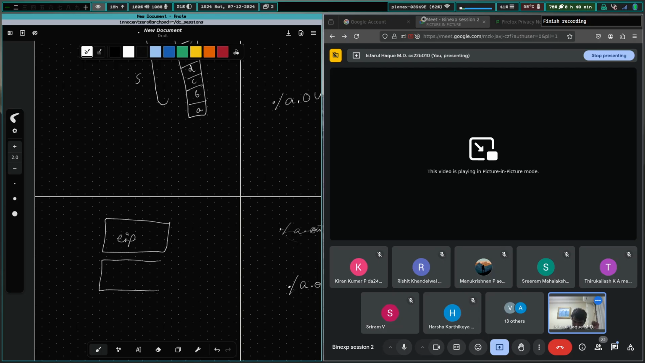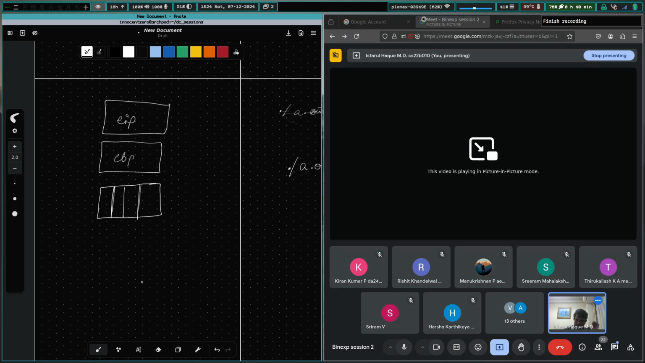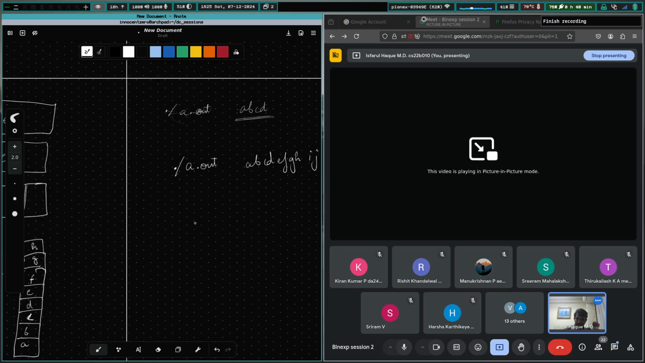EIP, EBP, and x, which I am now splitting into four chunks, each having the byte, not the digit. So A, B, C, D, E, F, G, H.